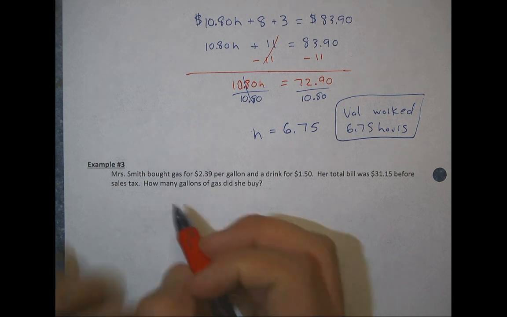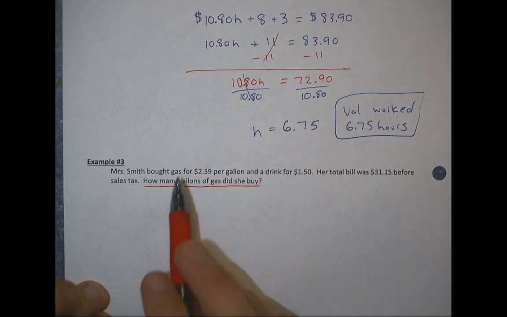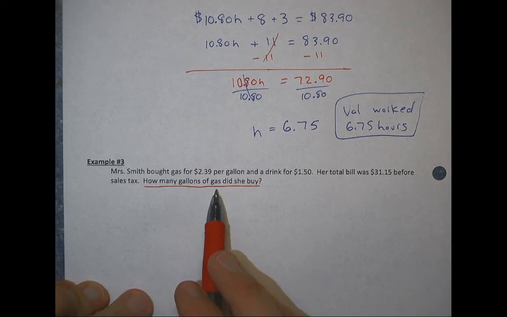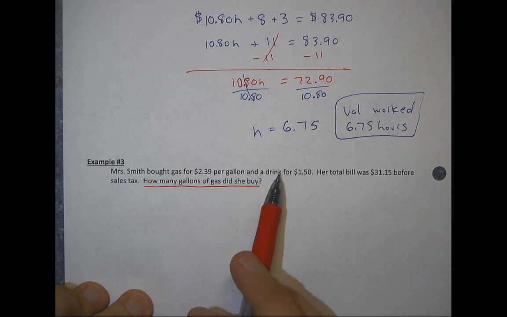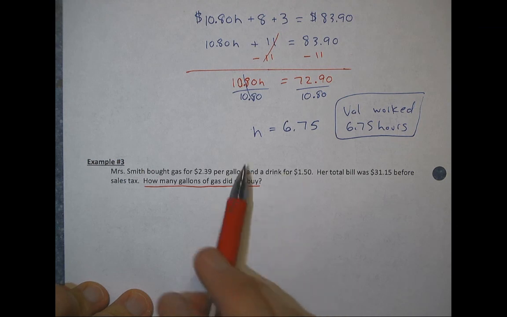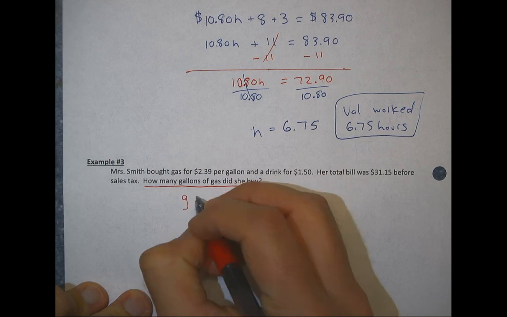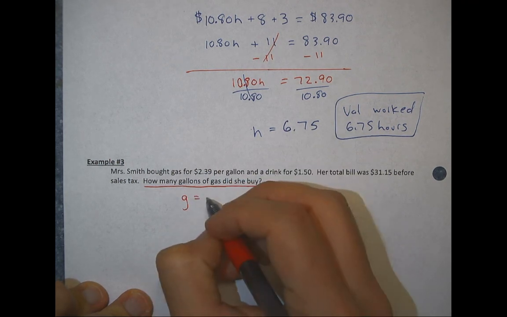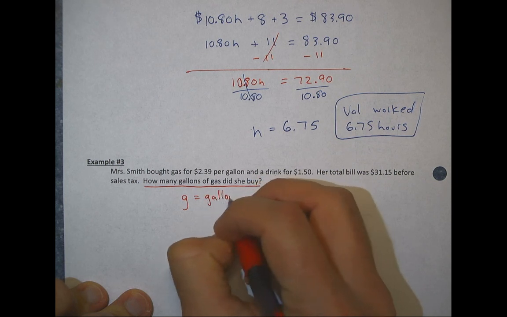So first of all, when they ask you a question like this, and you're trying to solve for how many gallons of gas, then that's probably what your variable represents. If you go back, we know how much she paid per gallon. We know she paid a certain amount for a drink, but we don't know how many gallons she bought. So we're going to use G as our variable. That's what we're solving for, our gallons of gas.